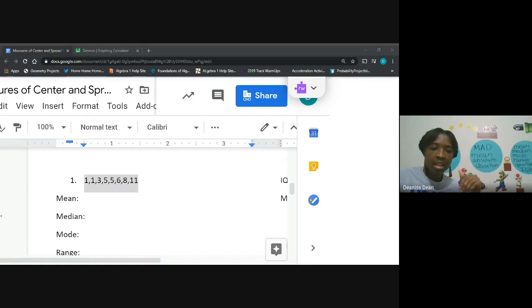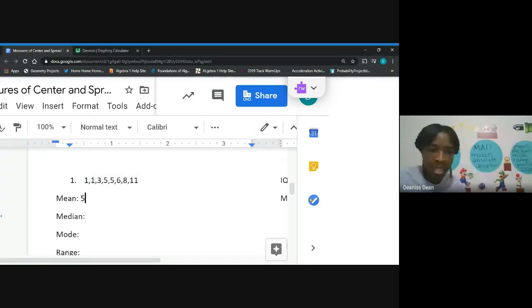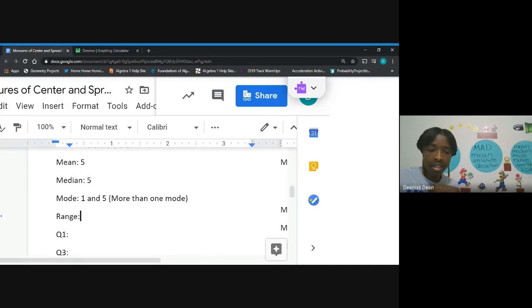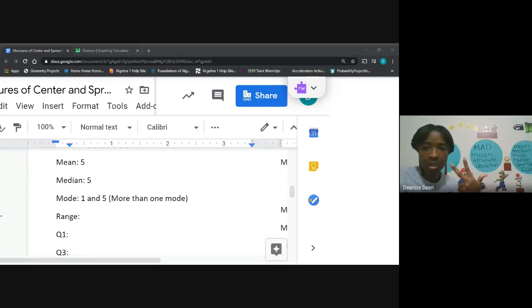All right. So yeah, the median is 5. The mode is 1 and 5. You can have more than one mode. That is correct. Okay, so we got mean, median, mode. Those 3 so far.